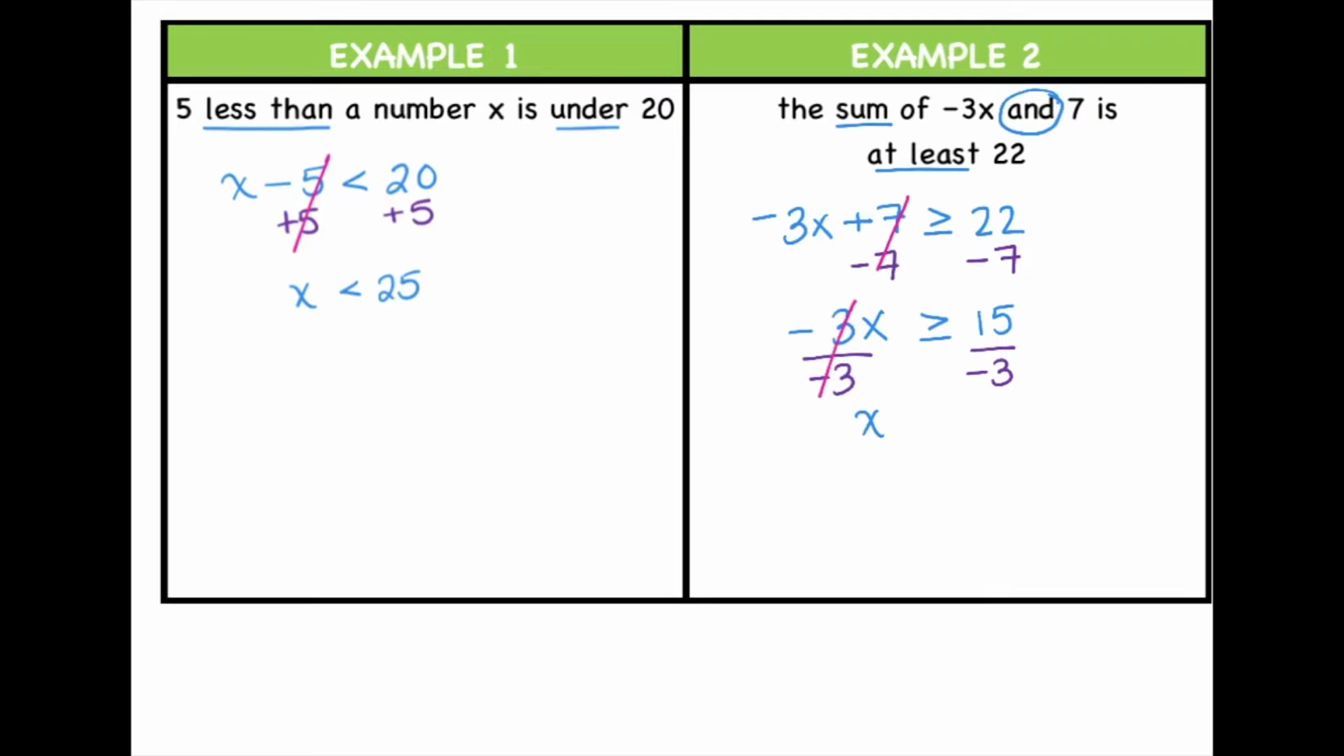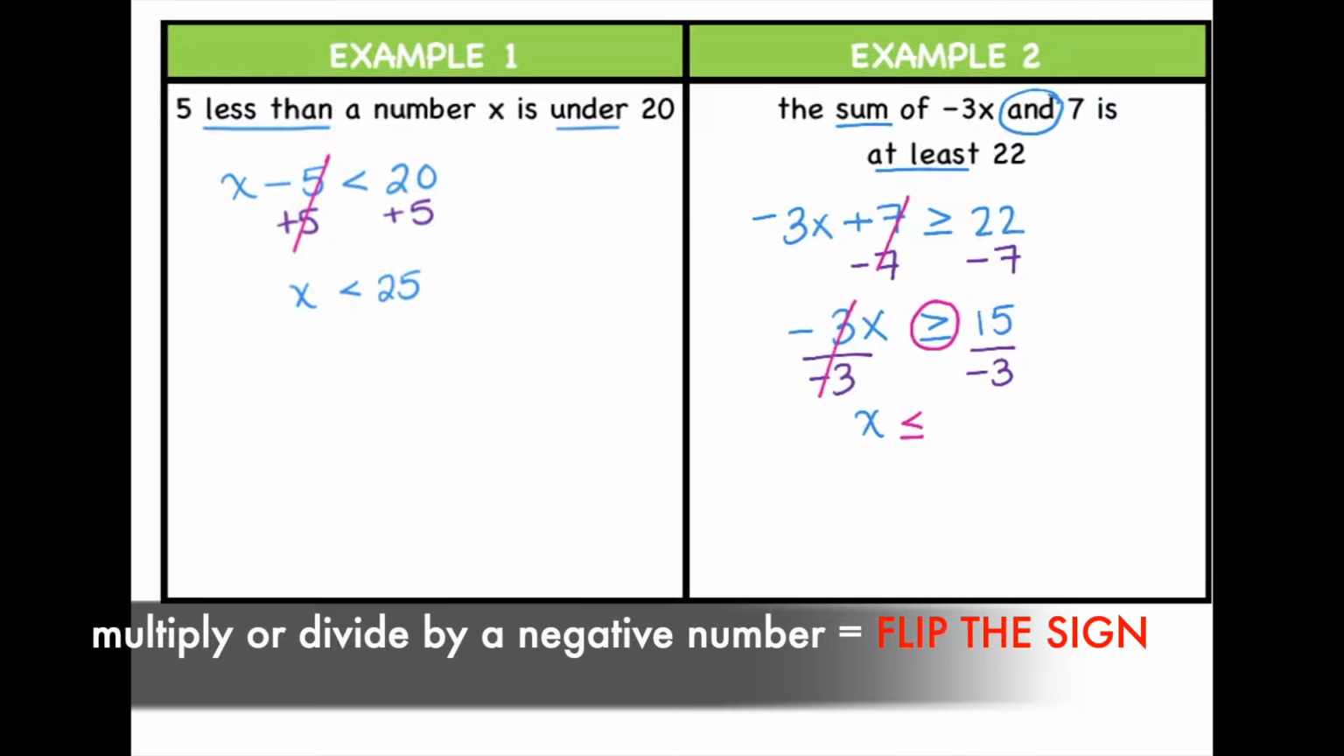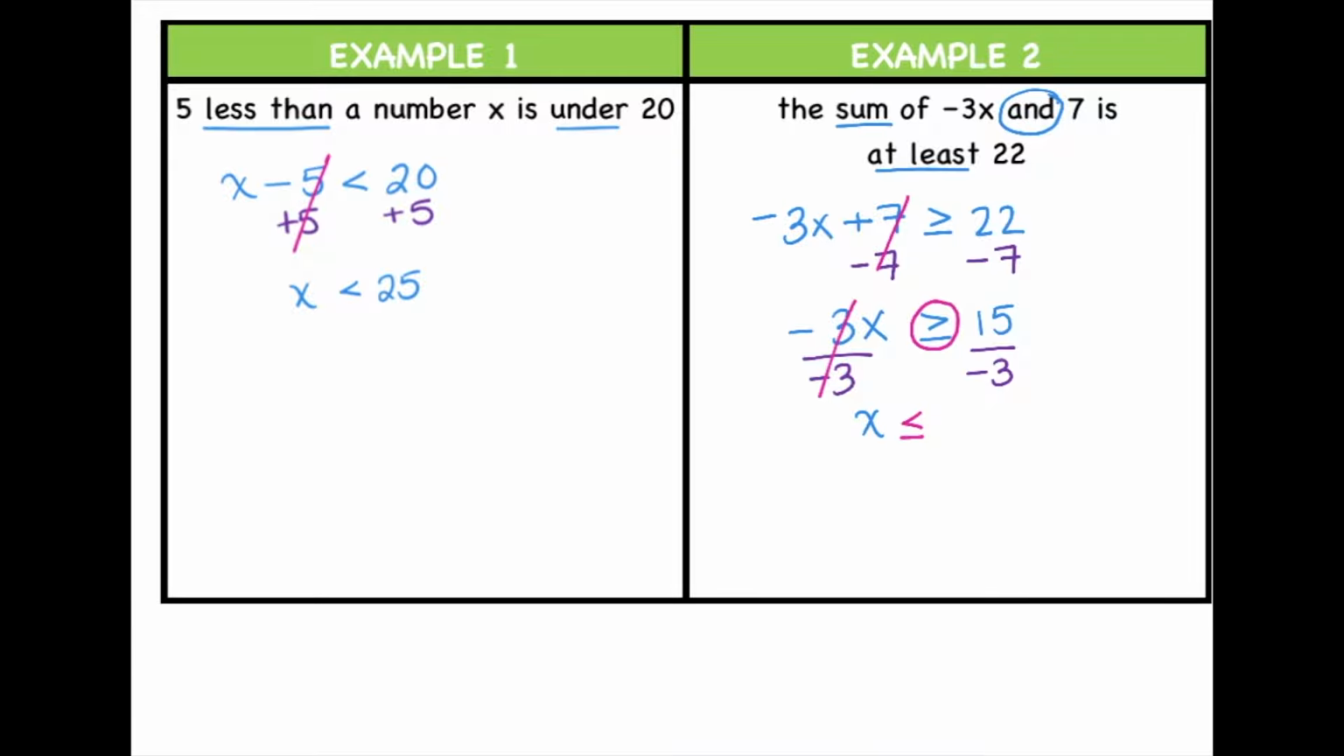But because I divided by a negative number, I'm circling my inequality symbol so that I remember it needs to switch directions. Important rule when solving inequalities is that when you multiply or divide by a negative number, you have to switch the direction of the sign. So my final answer here is x is less than or equal to negative 5.